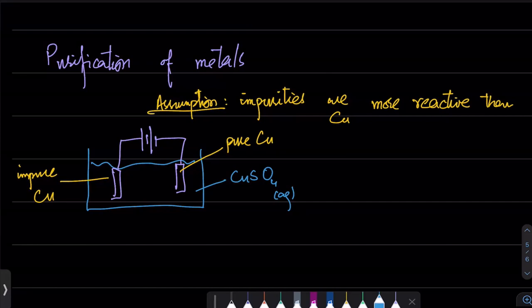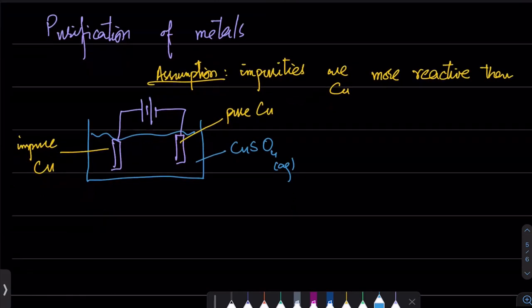Reactive anode will make ions. Reactive anode ionizes. This is a reactive anode. Ye copper hai. Ye graphite nahi hai. Ye platinum nahi hai. It will make ions. So our anode.